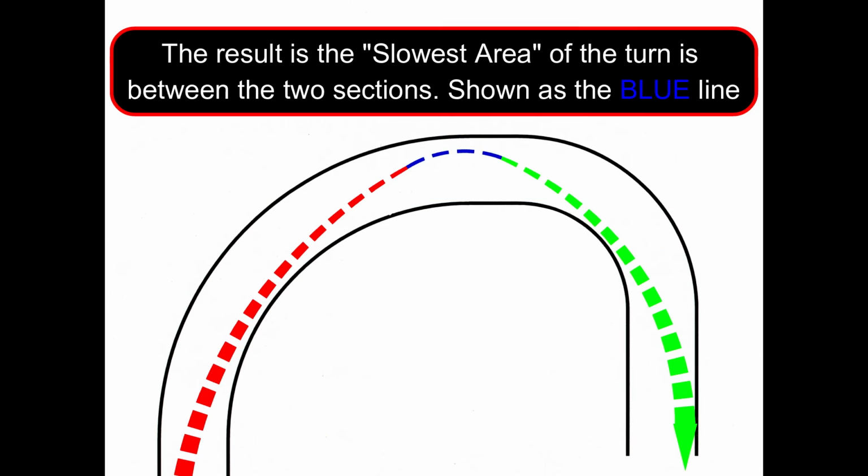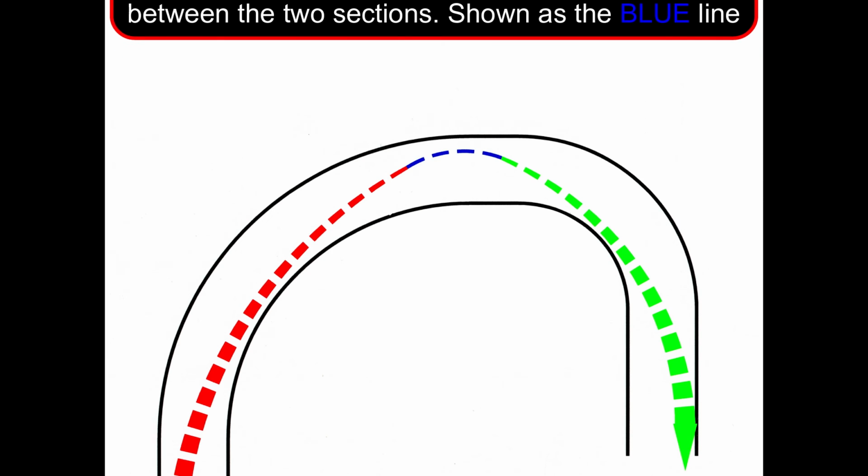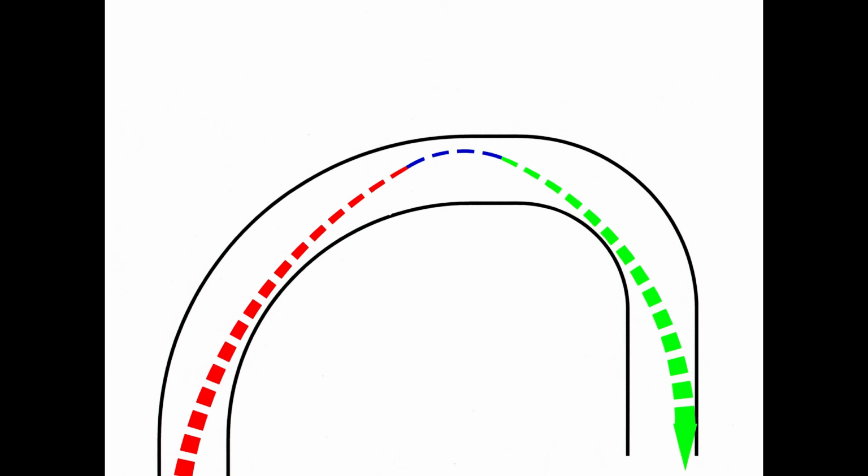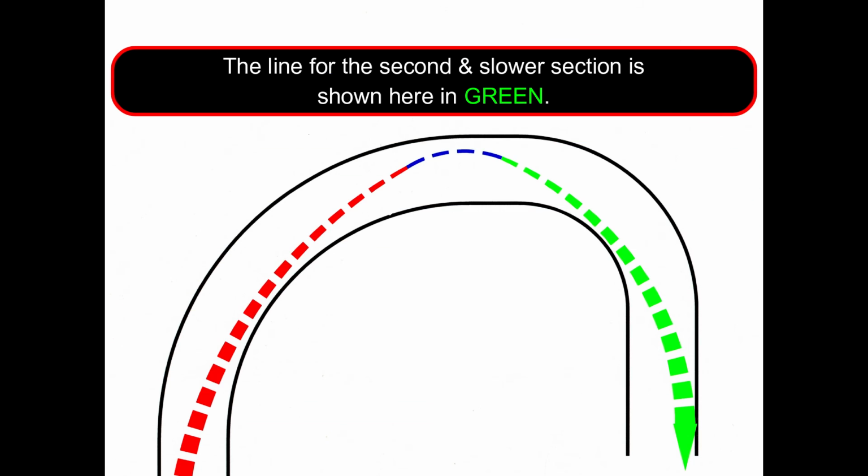The result of this is that the slowest area of the turn is between the two sections, as shown here in blue. The racer slows down to that point, then accelerates from it. The line for the second half of the turn is shown in green. The racer would generally be accelerating here.